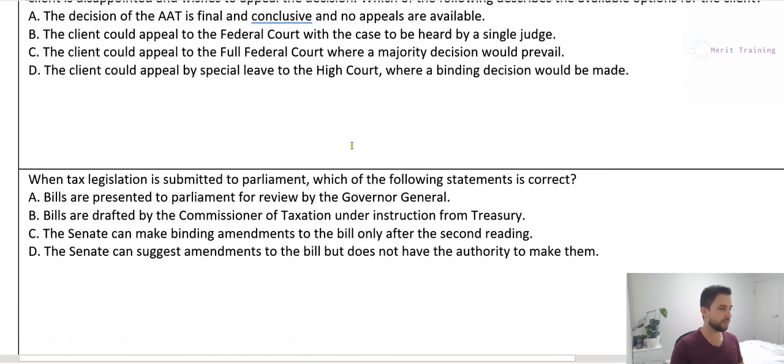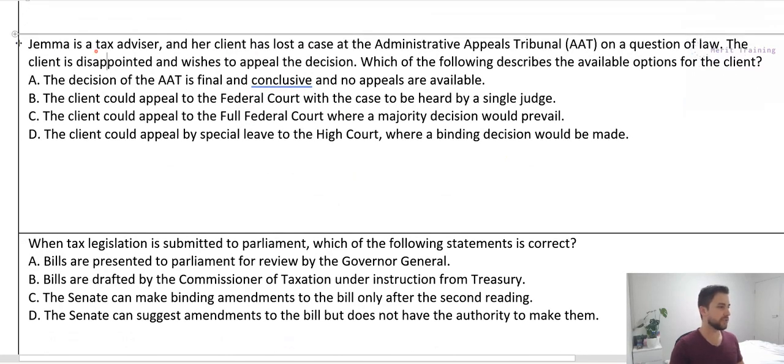Fairly straightforward. Okay, next question. Gemma is a tax advisor and her client has lost a case at the AAT on a question of law. The client is disappointed and wishes to appeal the decision. Which of the following describes the available options for the client?